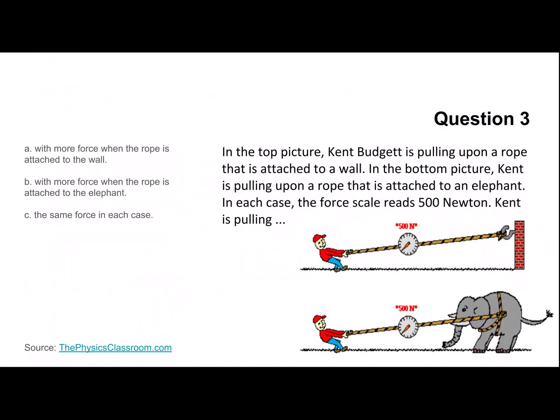All right, one more. In the top picture, Kent Budget is pulling upon a rope that is attached to a wall. On the bottom picture, Kent is pulling upon a rope that is attached to an elephant. In each case, the force scale reads 500 newtons. Kent is pulling, all right, read through A, B, and C. Pick your answer.